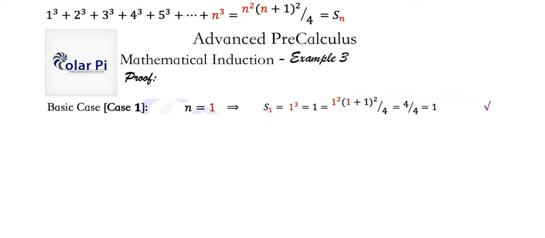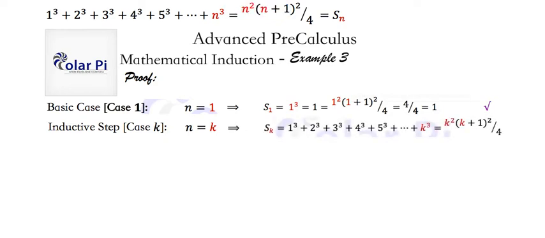We're going to skip case 2 and go to the all-important inductive step, where we let n equal k. And in this step, remember that we assume the given statement to be true. That is, in this case, we assume that the formula works. So if we want to add from 1 cubed to k cubed, it should be this. And that's in accordance with the formula we wrote at the start.